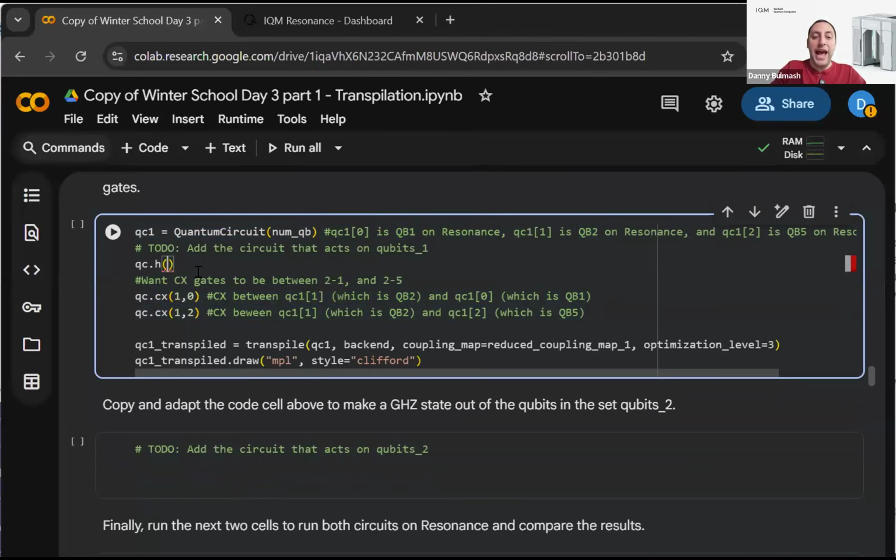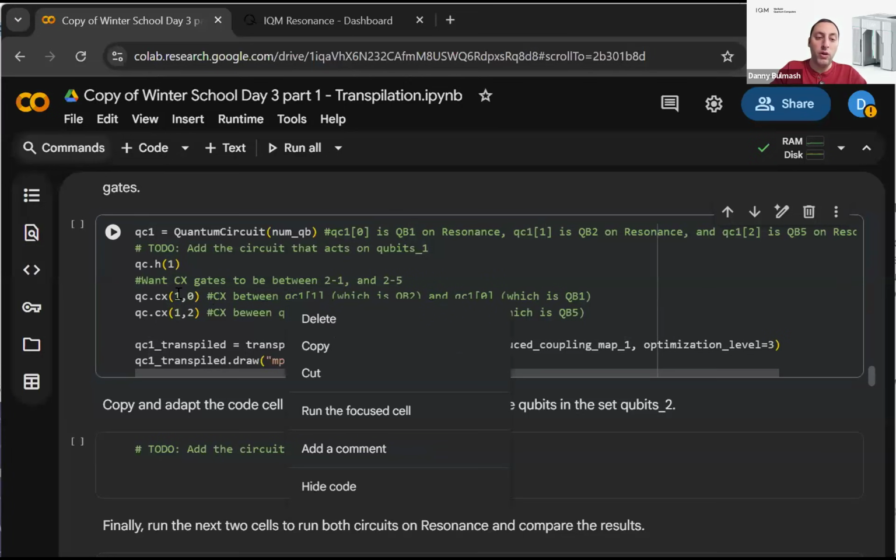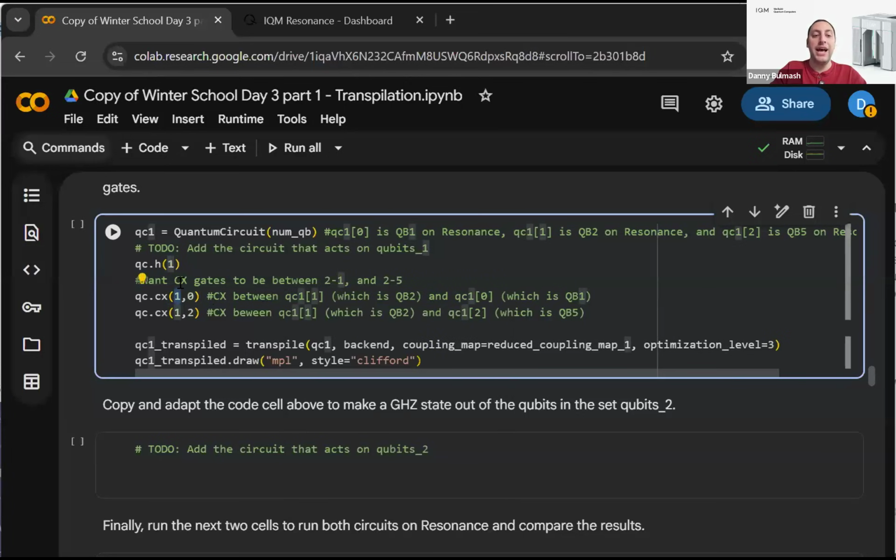And then we want our Hadamard gate, and that has to be the one in the first argument here. The circuit only works if the qubit that is the control, so the first one in this argument, has been Hadamarded first. So Hadamard on QC1, 1, which is qubit 2.